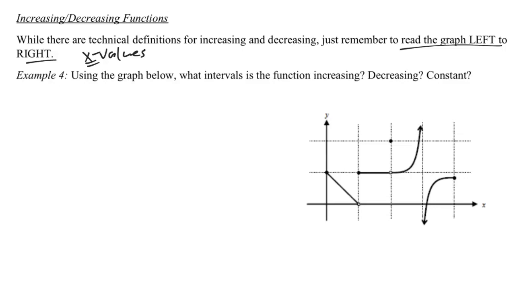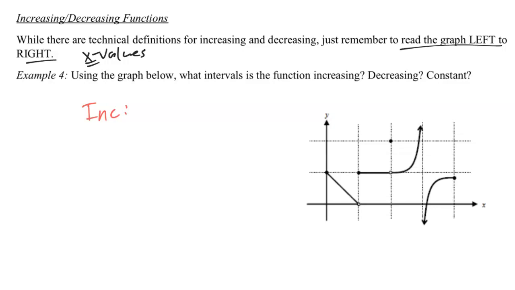Everybody say that with me. X values. So the y values here are going to be irrelevant. We don't care about the y values when we report increasing or decreasing. We only care about the x values. So from this graph, on what intervals is the function increasing, decreasing, and constant? So I'm going to start with increasing, and just the basic definition of increasing, which means that the graph is going up from left to right.